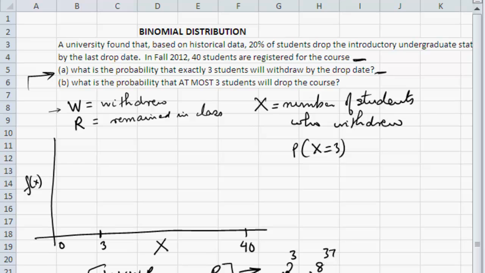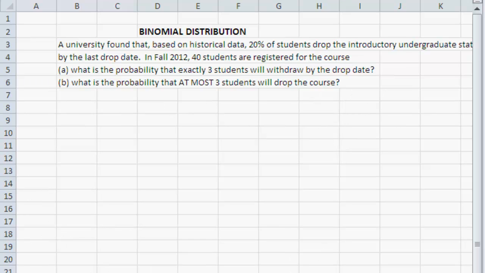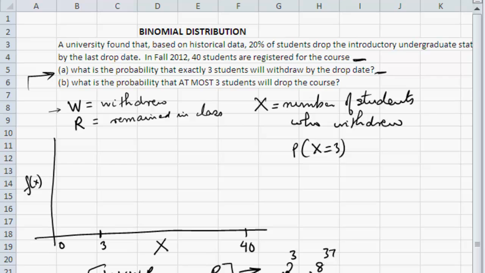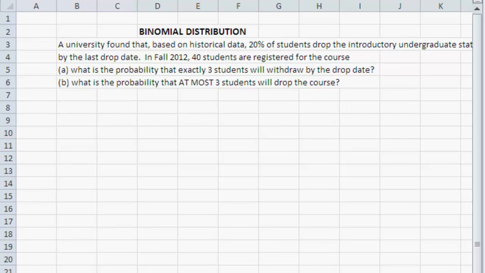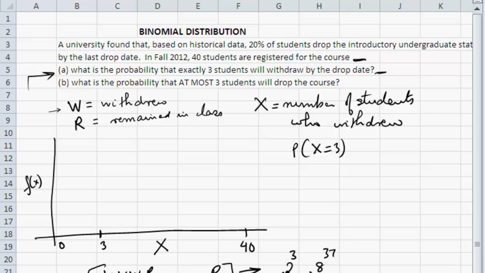Now, if I look at the second sequence, it is 0.8 times 0.2 to the 3 times 0.8 to the 36, which is the same as saying this is also 0.2 to the 3 times 0.8 to the 37. So for each of these sequences, the probability is 0.2 to the 3 times 0.8 to the 37. The only remaining issue is how many of these sequences I can have, all of which have 3 W's and 37 R's.